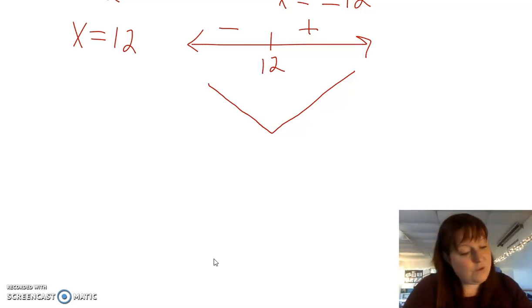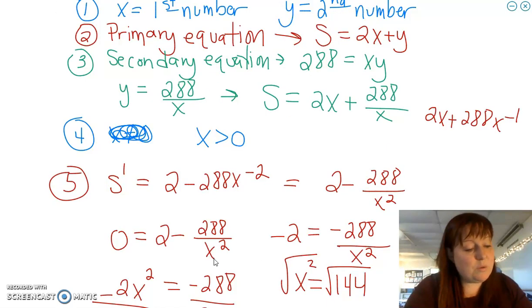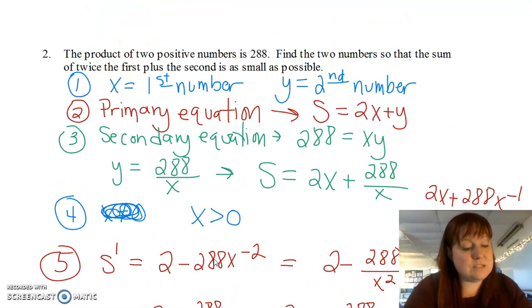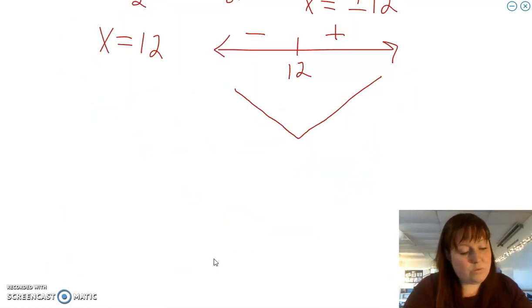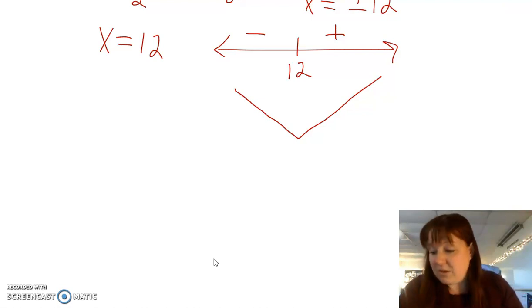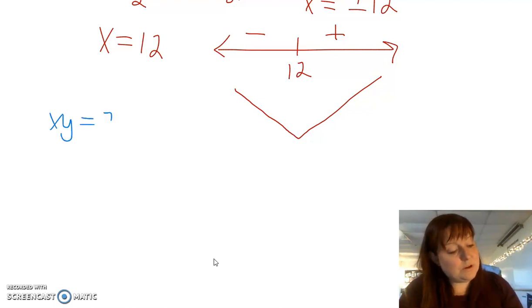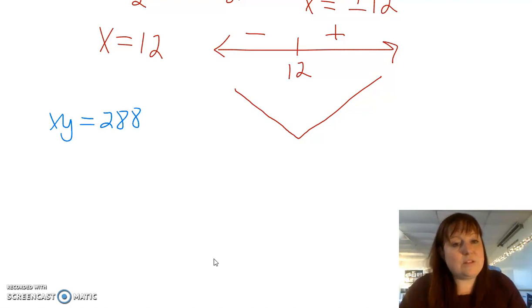And then our last step is to figure out what y is, right? Because we defined our variables. We're going to come all the way back up here and we already said what one variable is. Now we've got to find out the other variable. If x equals 12, what does y have to equal? Well, we only have one function that really relates those two together, and that one is x times y equals 288, right? That's the only one that only has x and y in it. Our primary equation has an s in it as well, so we can't really plug into that one.